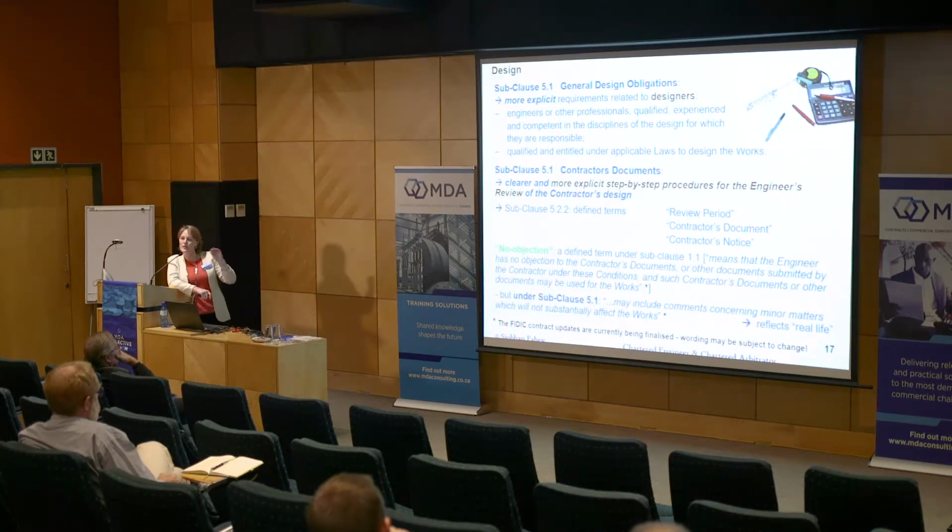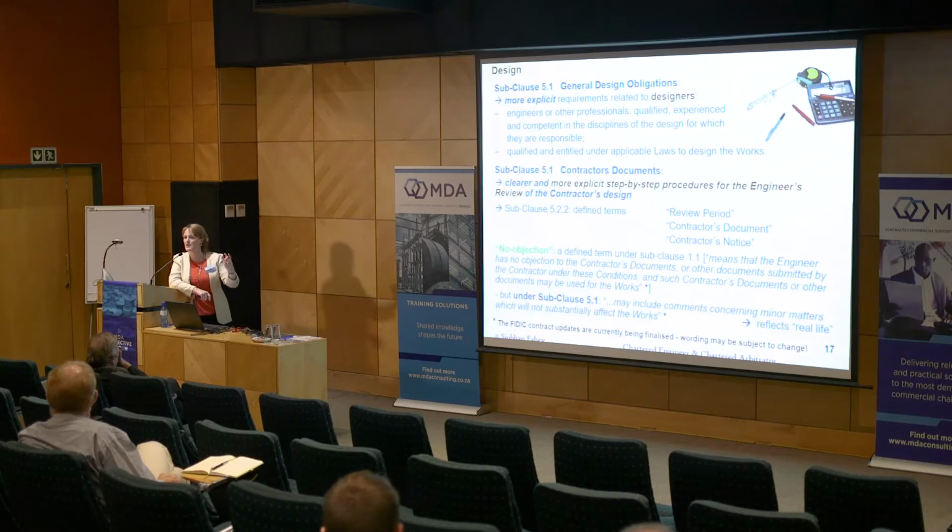Much more a step-by-step process of the contractor submits the contractor's documents. The engineer has a certain period of time to review them. He answers back with reasons why it can't be given a notice of no objection. The contractor has to revise and resubmit, all of that sort of thing. So you'll see that there's newly defined terms, a review period, what is a contractor's document, what is a contractor's notice. And I've already spoken about the defined term of no objection.